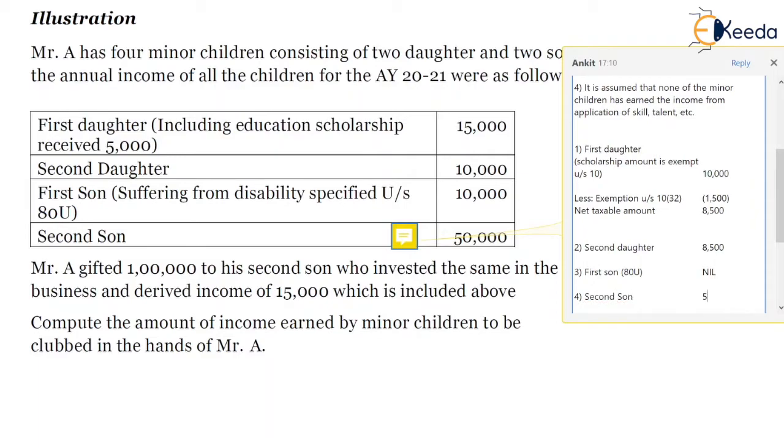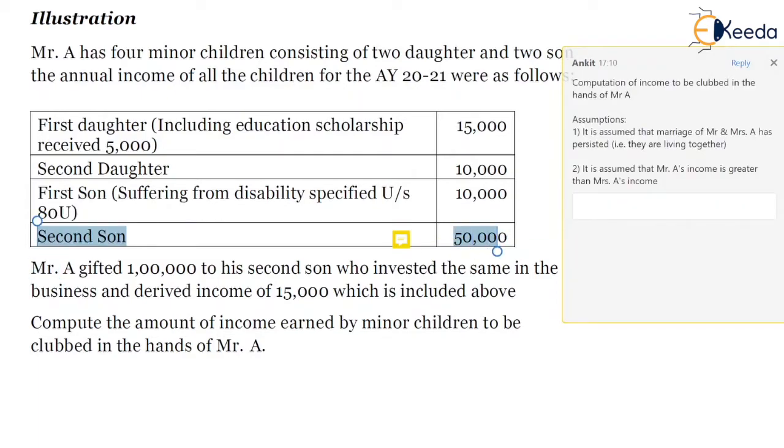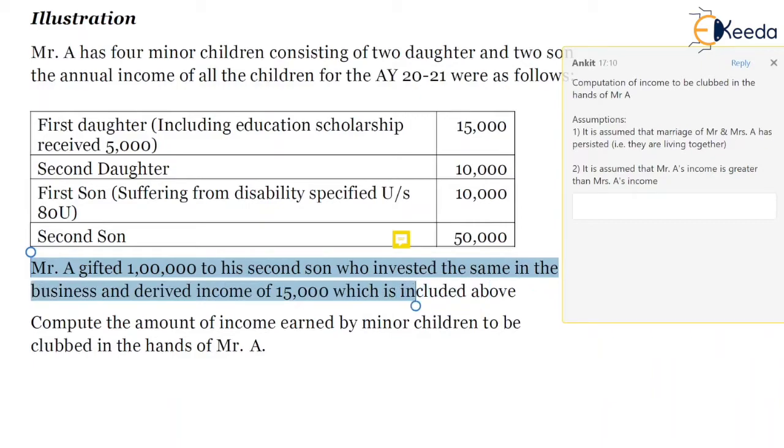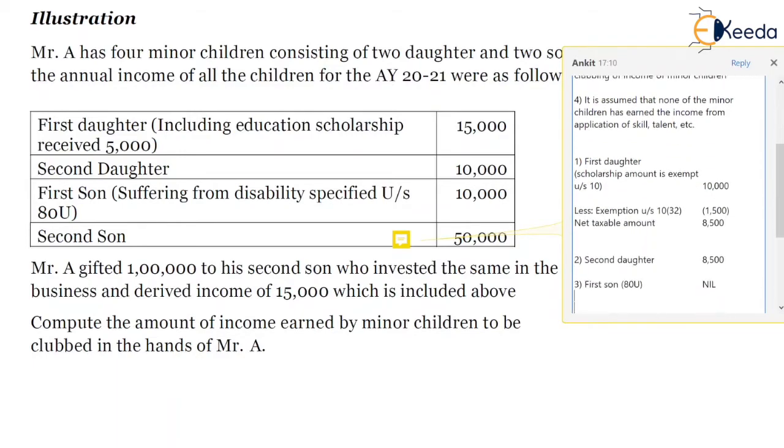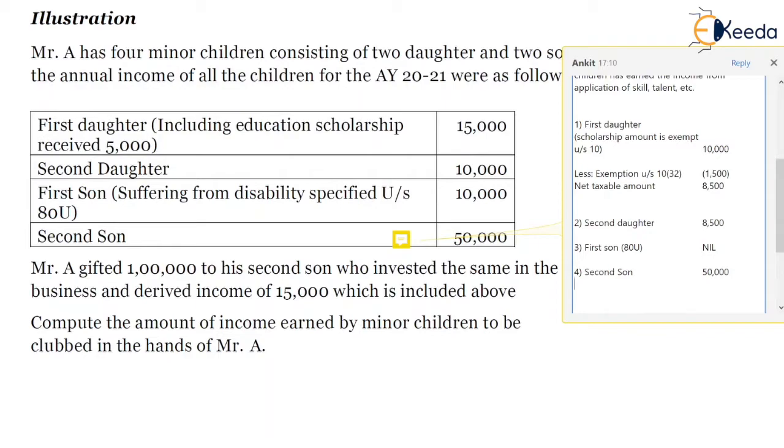Second son, there are two sources of income. Here you can see 50,000 is inclusive, and in the adjustment part, Mr. A gifted 1 lakh to his second son, who invested the same in the business and derived income of 15,000, which is included above. No doubt it is an accretion of income, but it has been earned by a minor son, right? So the amount will be taxable, since income of the minor child is to be included in the hands of either of the parents. Accordingly, it will continue to apply. It will be part of the total income of the second son, and accordingly the entire amount will be clubbed. Correct.